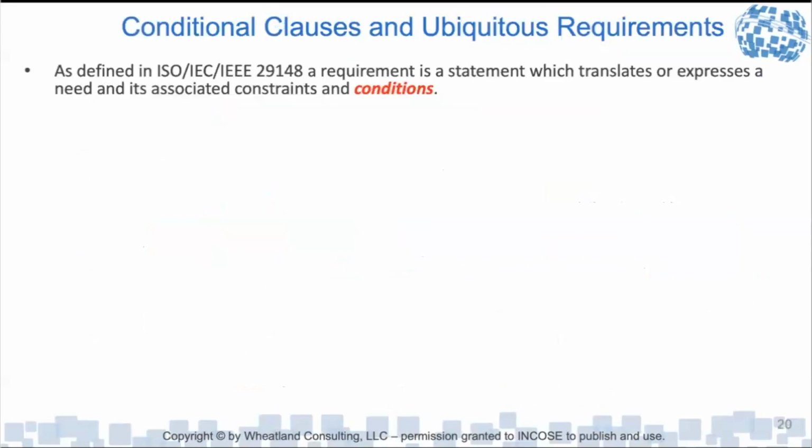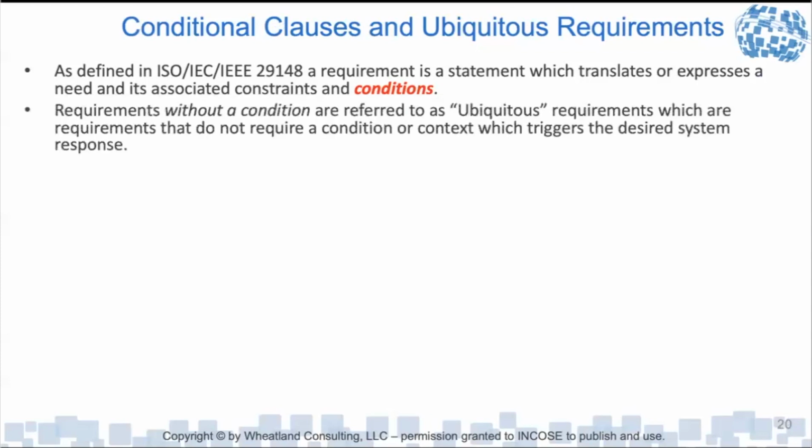29148, when they're talking about a requirement, translates or expresses the need and associated constraints and conditions. And so they open the door for conditions. Requirements without a condition are often referred to as ubiquitous requirements, which don't require a condition or context that triggers a desired system response. So basically, the requirement applies generically to the system itself.